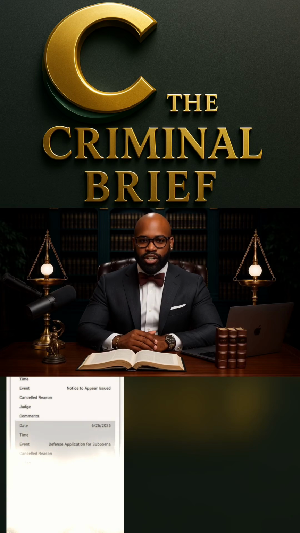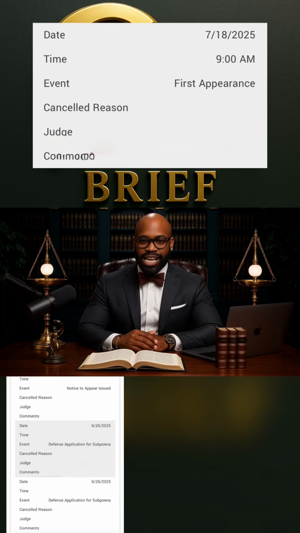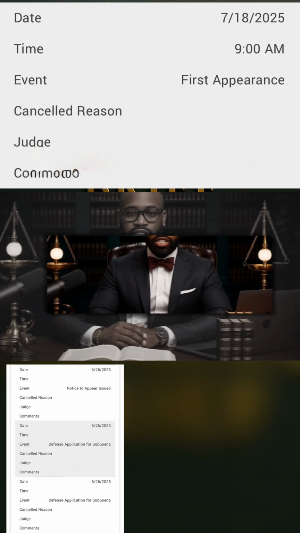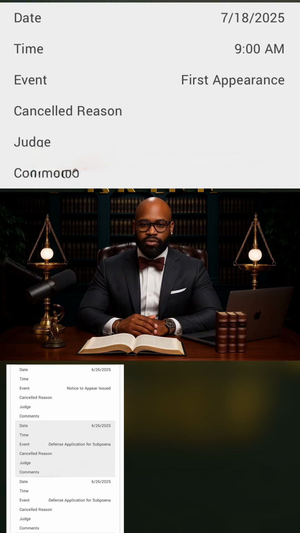Karmelo Anthony has received a notice to appear before the judge for July 18, 2025. So what does this mean? A defense application for a subpoena is a formal request made by a defendant's attorney to the court, asking for the issuance of a subpoena. A subpoena is a legal order compelling a person or entity to appear in court or produce documents relevant to a case. This application is a crucial step for the defense to gather evidence, secure witness testimony, and build a strong defense in a criminal case.